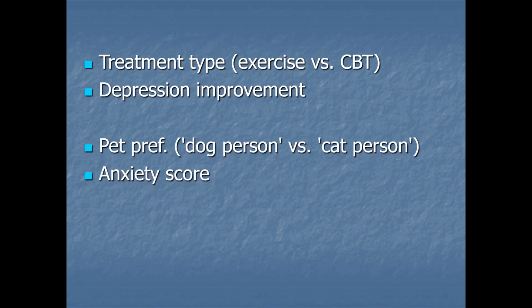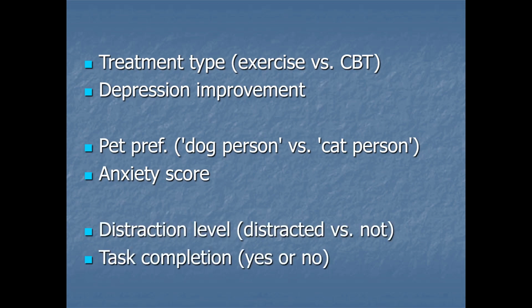Or consider this one. Of self-identified dog people or self-identified cat people, who scores higher in anxiety? So there's two groups here, and we want to see which is higher in the DV, anxiety. Or this one, testing whether distraction affects completion of a frustrating task by assigning some people to a distracted situation and others to a non-distracted situation, and then have them all attempt the same task and see who completes it versus who gives up.